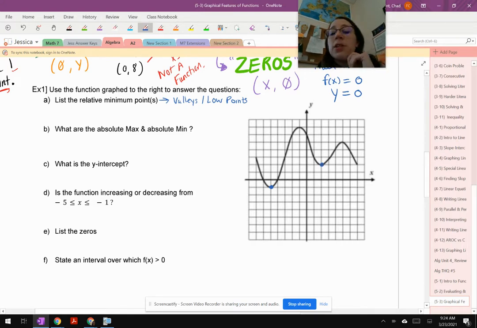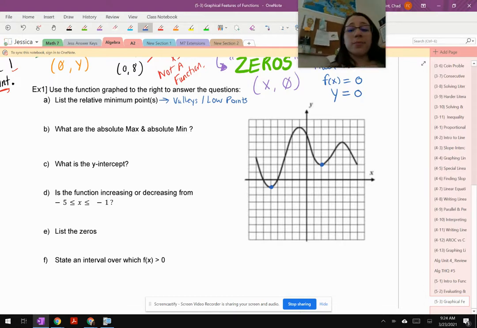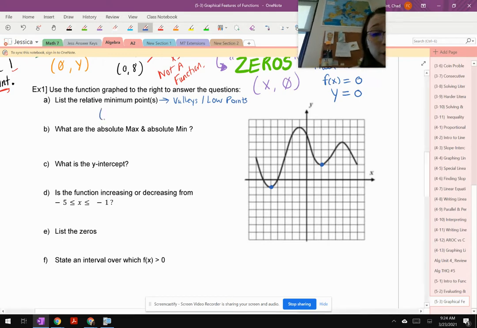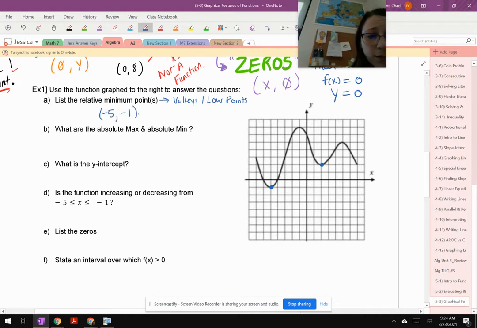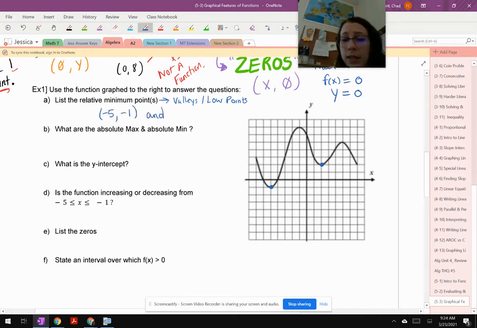This other one at the end would not be a relative min because it's not at the bottom of a valley. It just stops there. We don't know if it keeps going or whatnot. So my relative min points would be (-5, -1) and (1, 2).